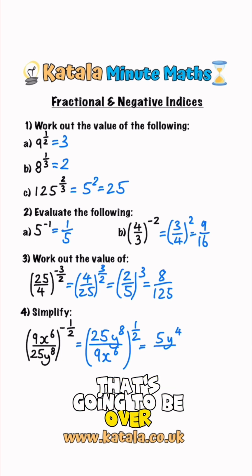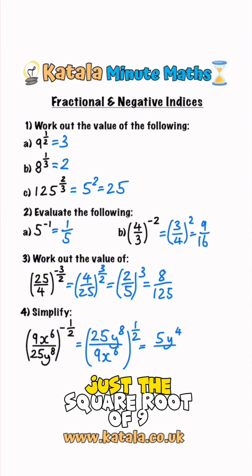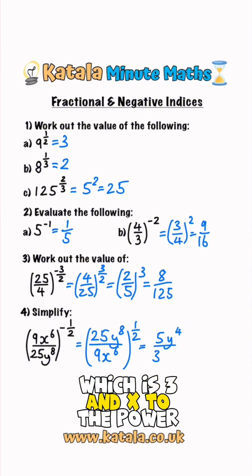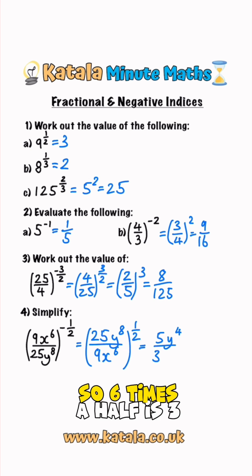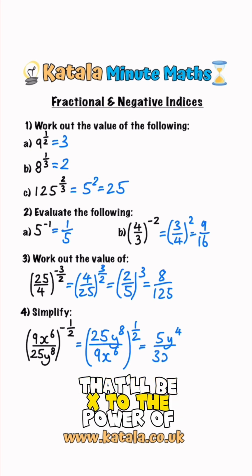And that's going to be over. Now 9 to the power of a half is just the square root of 9, which is 3. And then x to the power of 6 to the power of a half, power to a power, times them together. So 6 times a half is 3. So that'll be x to the power of 3.